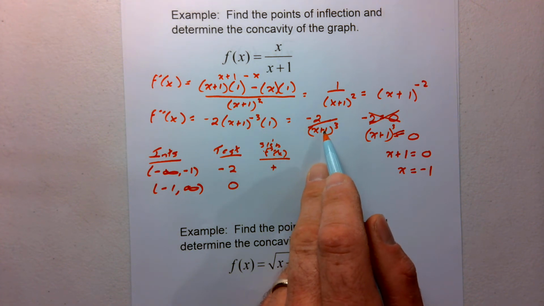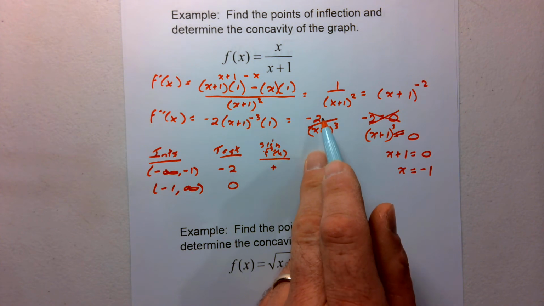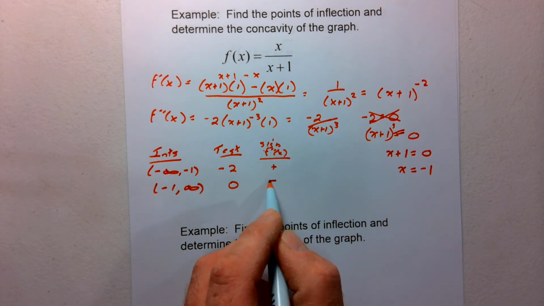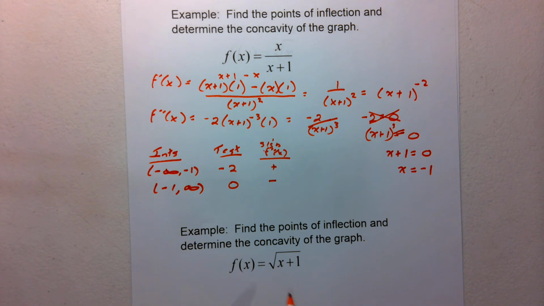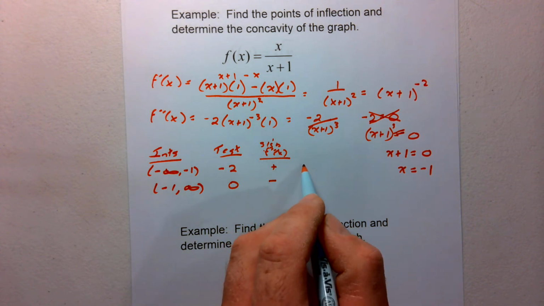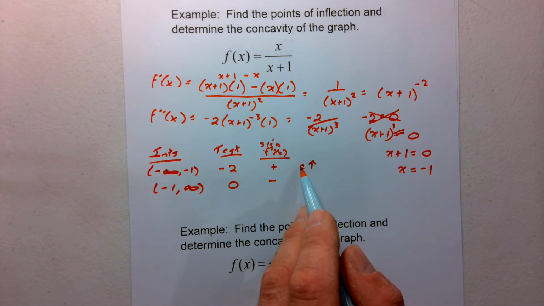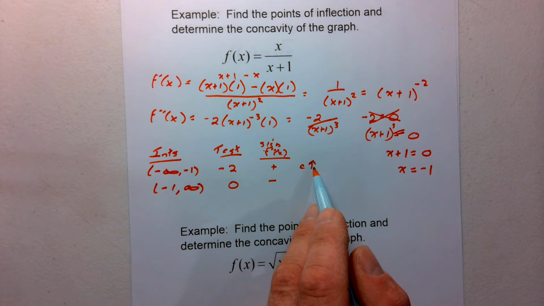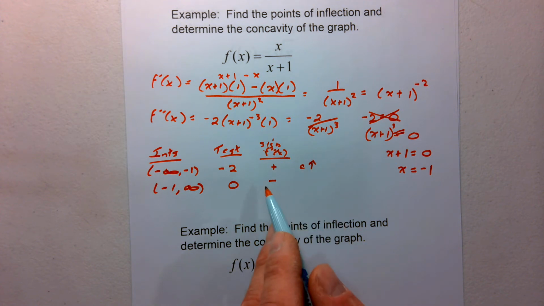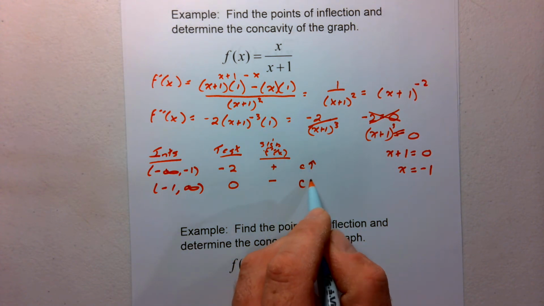If I plug in 0, I have negative 2 divided by 1. So 0 plus 1 gives me 1, to the third gives me 1. So negative divided by a positive gives me a negative. So I know then that I'm going to be concave up, and we're going to abbreviate that with just a C. As we're working with these, we understand that C is talking about concavity, and we're going to be concave up. A negative is going to be concave down.